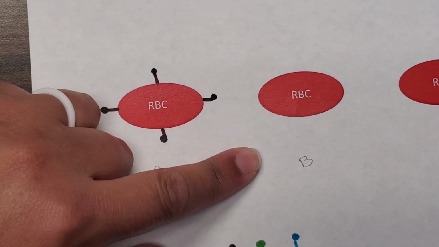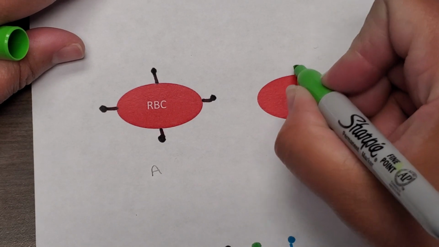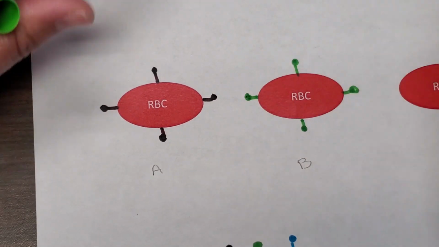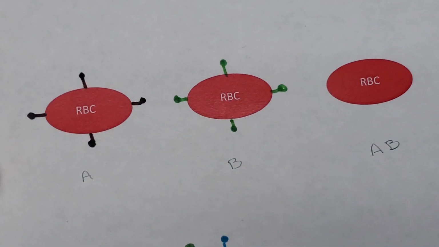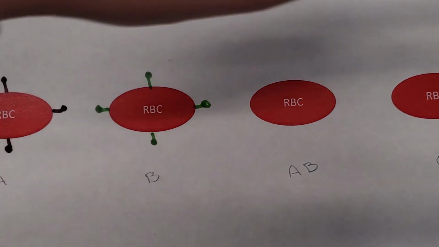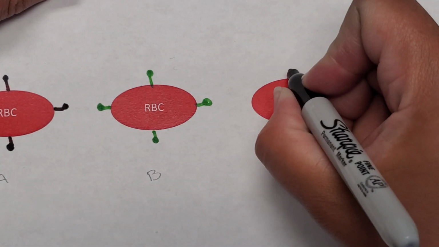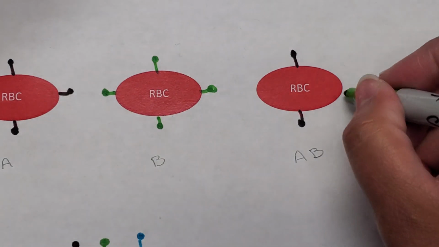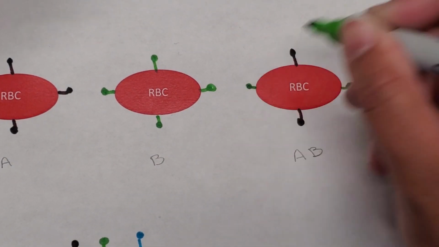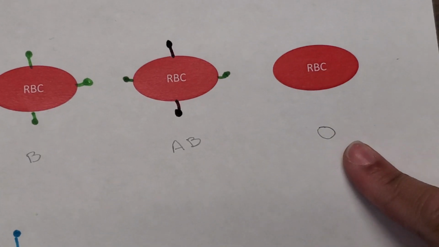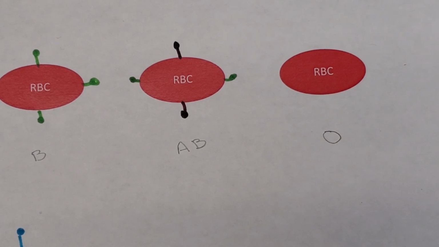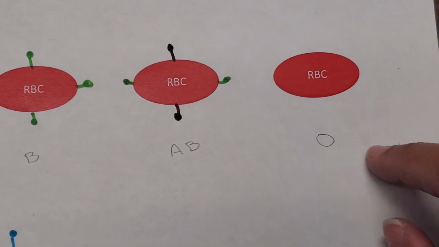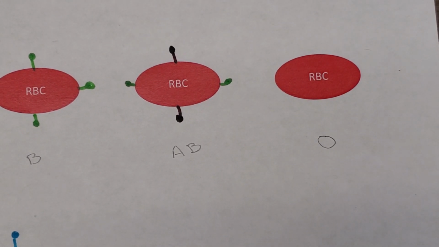Blood type B has B antigens on the surface of the red blood cell. Blood type AB, okay, has both A and B antigens. So I'm going to put 2 A antigens on it and 2 B antigens on the surface of the red blood cell. Blood type O, well, we only have antigens A, B, and Rh. There are no antigens on the surface of the red blood cell in blood type O.